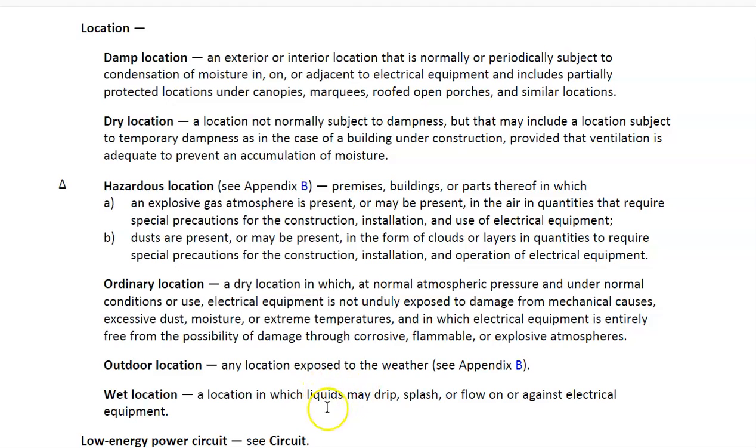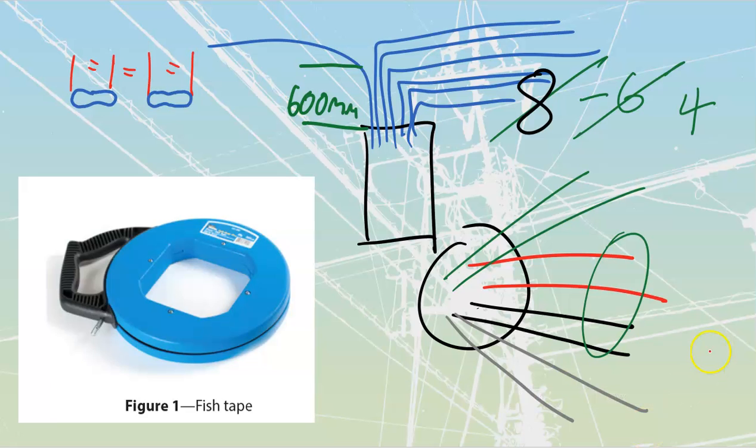When is it wet? Anytime that a liquid may drip, splash, or flow on or against electrical equipment. A wet location would be us wiring before the roof is on. Once the roof is on, we can start doing our wiring. Usually we wait for doors and windows, but that's just because we don't want to have all of our wiring stripped out by bicycle bandits. But we don't have to wait for anything more than the point that there's no longer water that is going to be dripping, splashing, or flowing up against our equipment. All directly out of our Canadian Electrical Code.